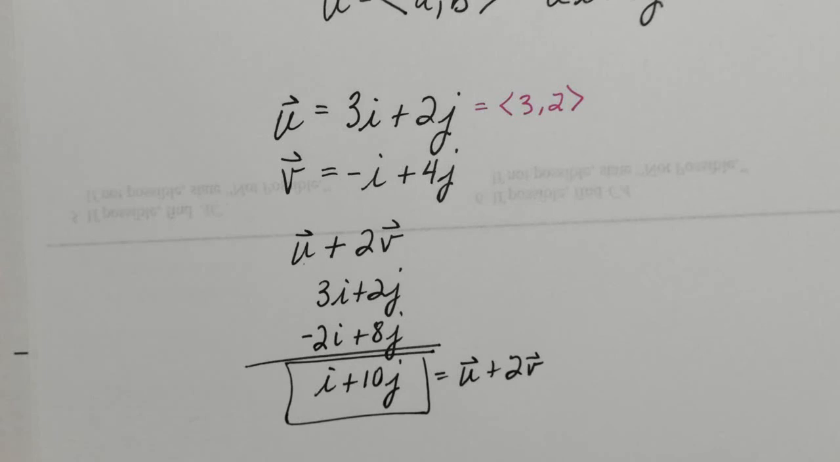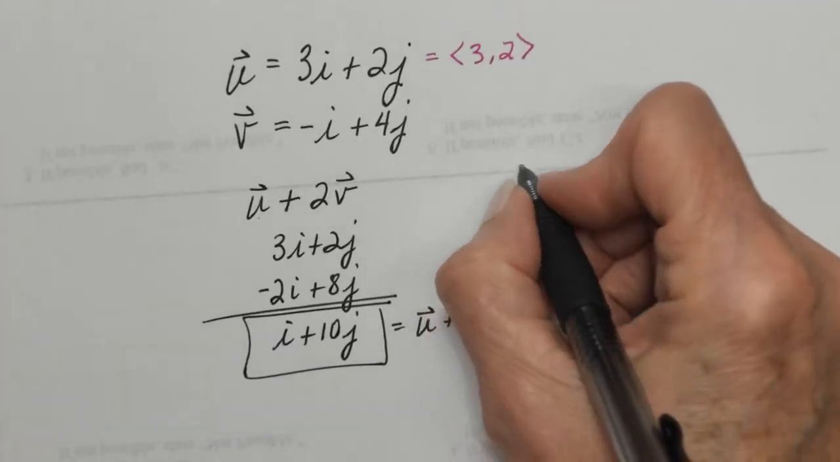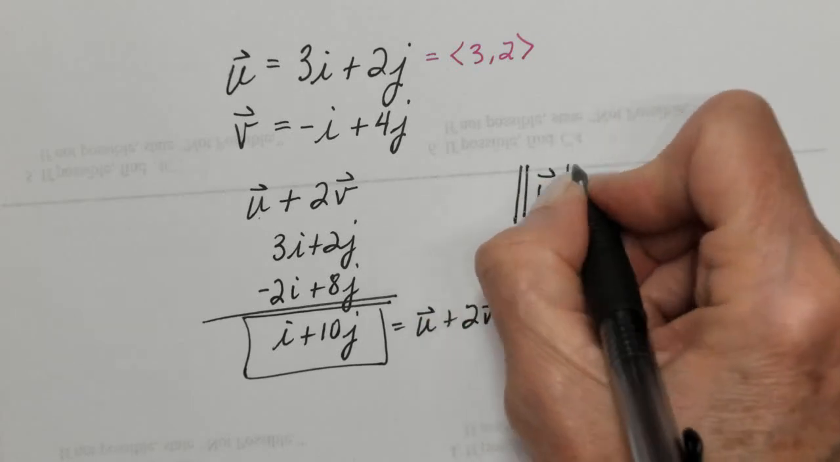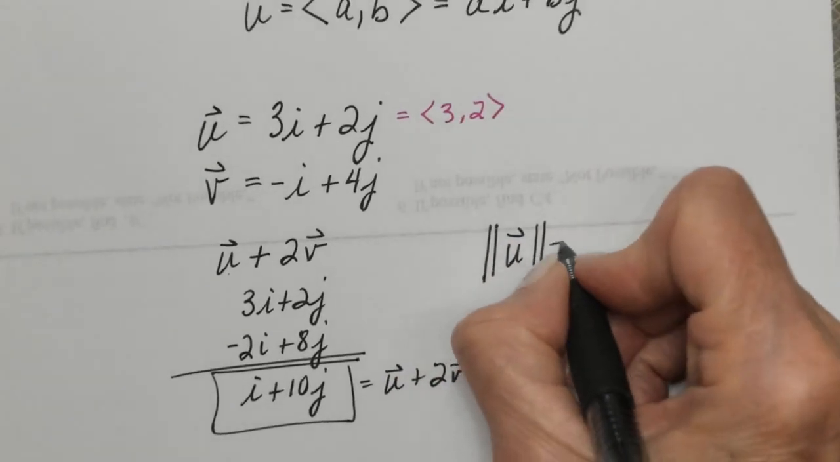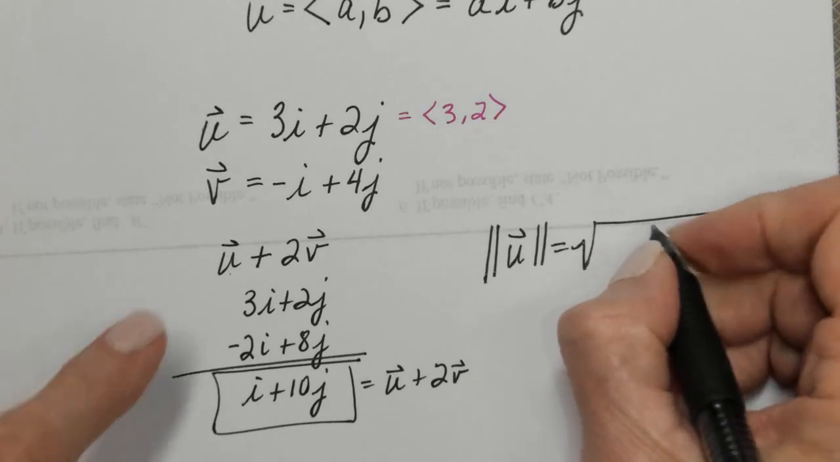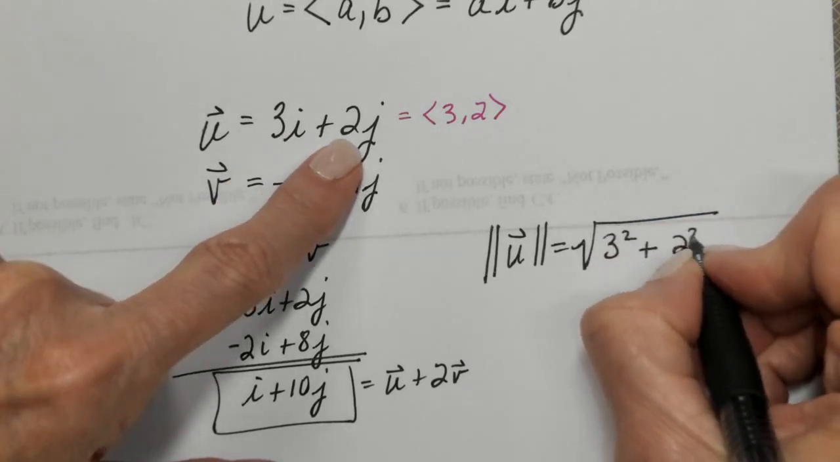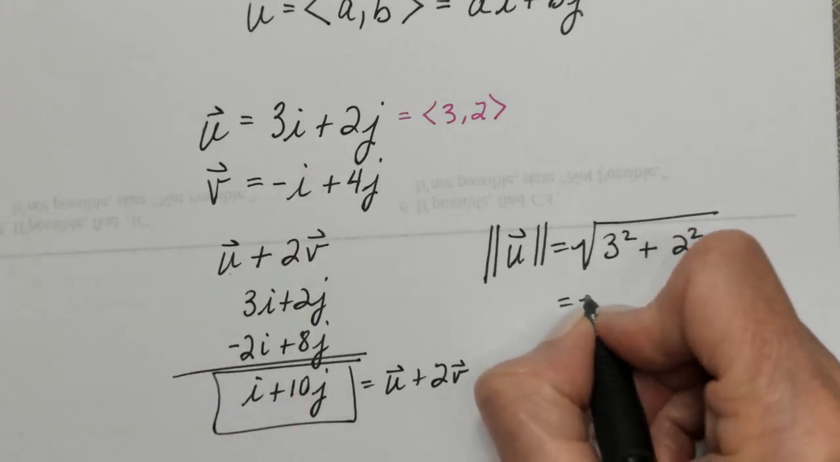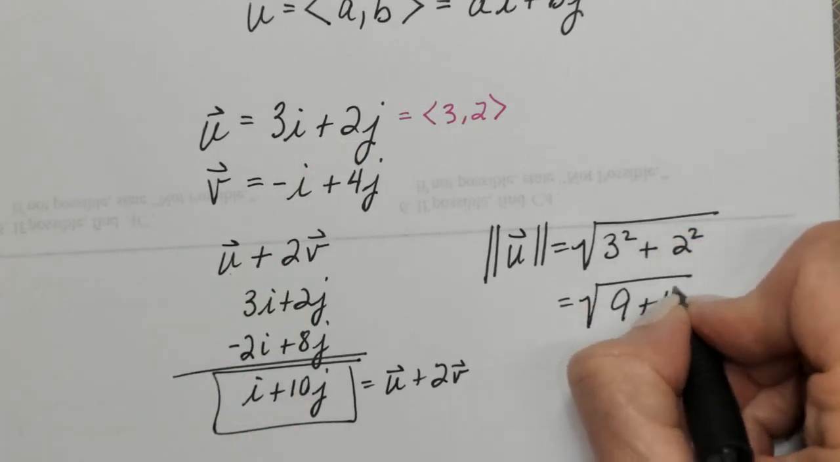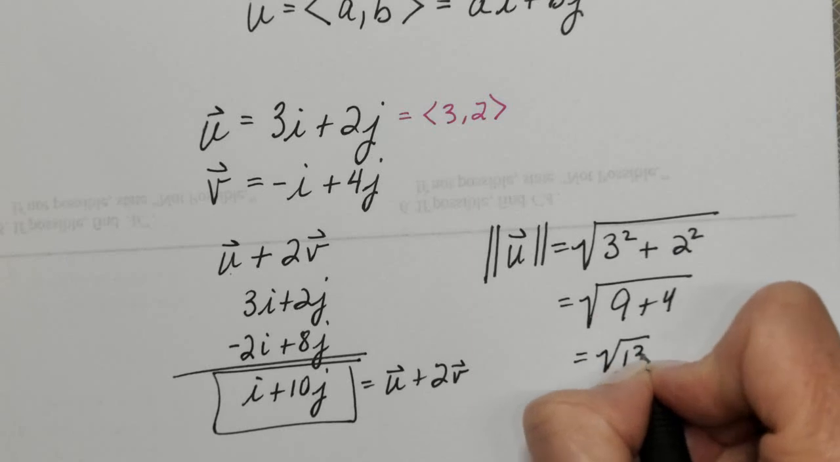Okay? What if we wanted to find the magnitude of u? Well, the magnitude of u would be the square root of 3 squared plus 2 squared. 9 plus 4, the square root of 13.